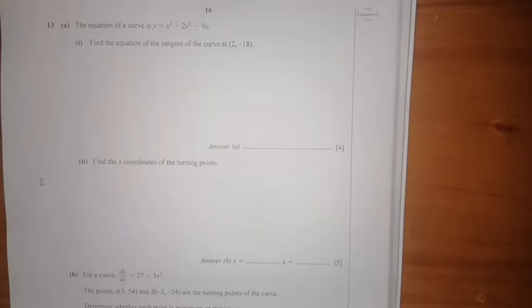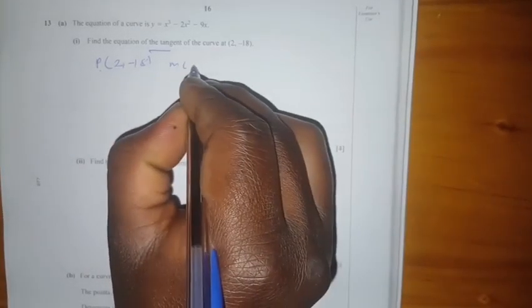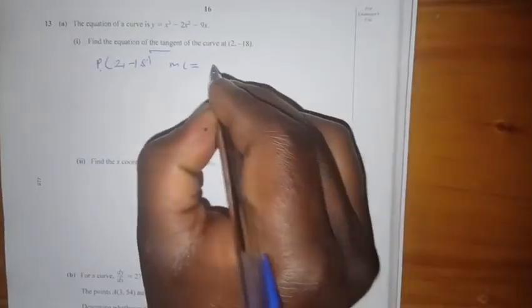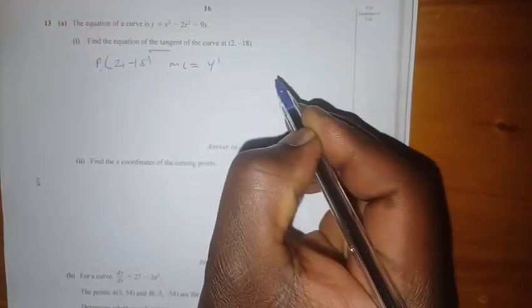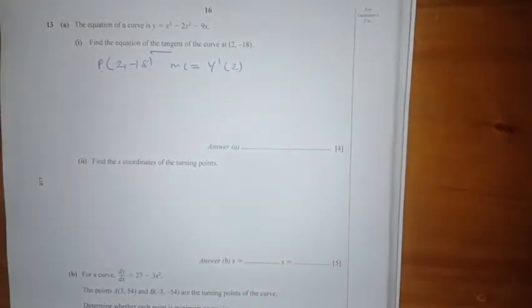Question number 13. This is a question on calculus. The equation of the curve is y equals x cubed minus 2x squared minus 9x. Find the equation of the tangent. Now, to find the equation of a tangent, you need two things. The point P, it's already there, 2, negative 18, and the gradient, which is not there. And to find the gradient, you need to find the first derivative and substitute the value of x into the first derivative. Let's do just that.